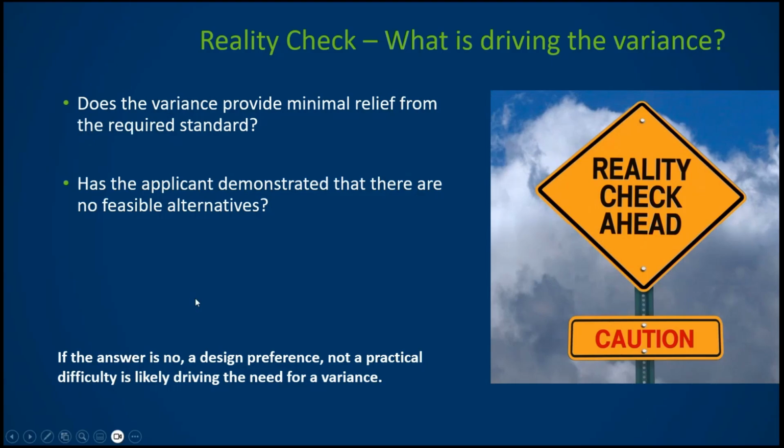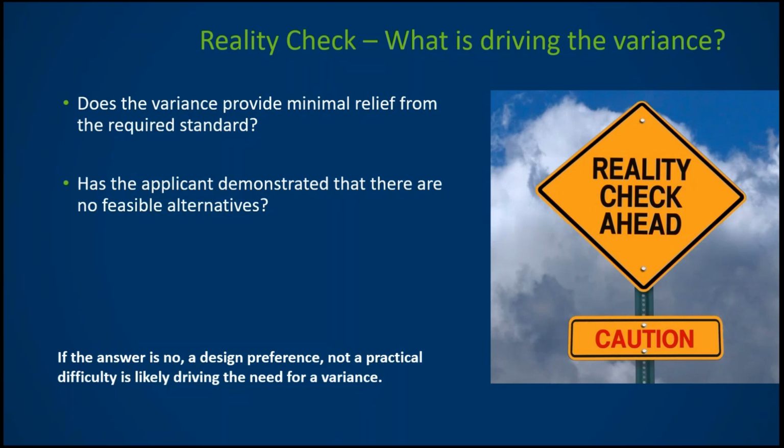So when you're looking at a variance application, I think the most important thing is to just step back and ask, why is this person asking for a variance? If the variance provides sort of minimal relief, or it's a minimal deviation, that's one thing versus a significant deviation. And then secondly, has the applicant demonstrated that there aren't any feasible alternatives? If the answer is no in both of these questions, a design preference, not a practical difficulty, is likely driving the need for a variance.